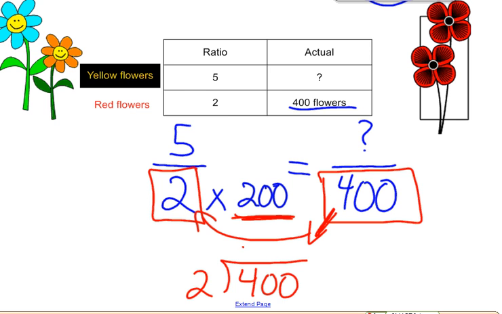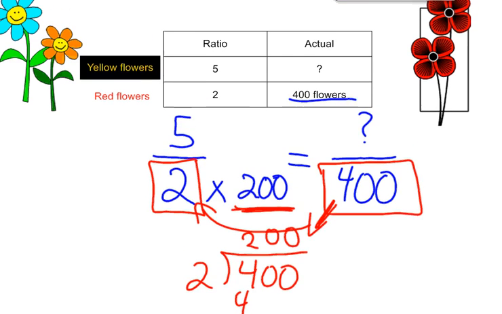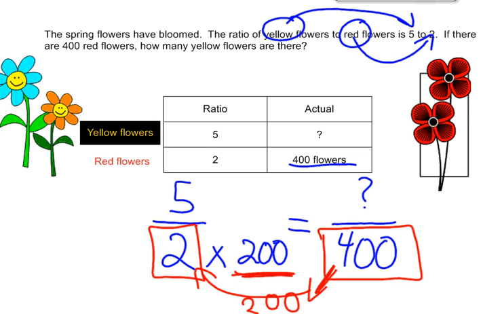2 times 2 gives us 4, which leaves 0. And now we bring down our zeros. 2 goes into 0 zero times. And so we see where that 200 actually came from, if that mental calculation wasn't right there for you.